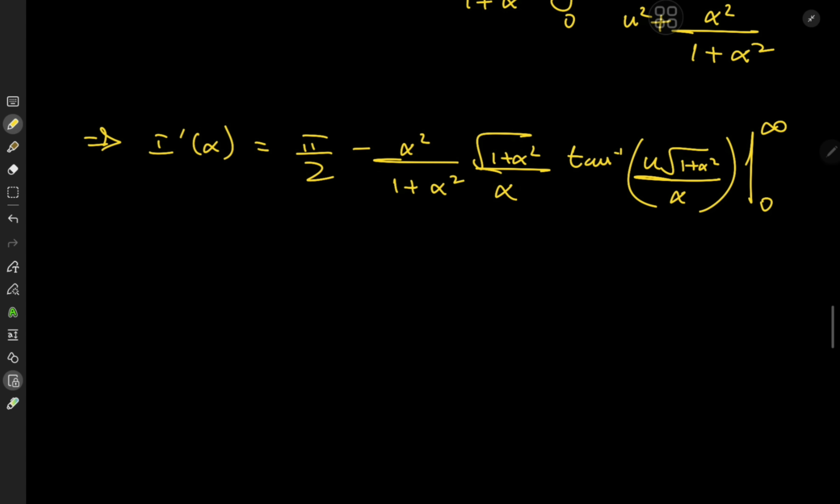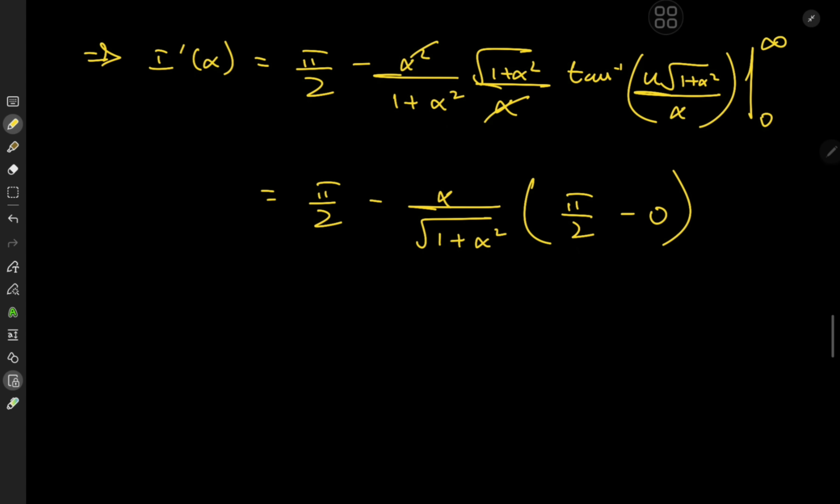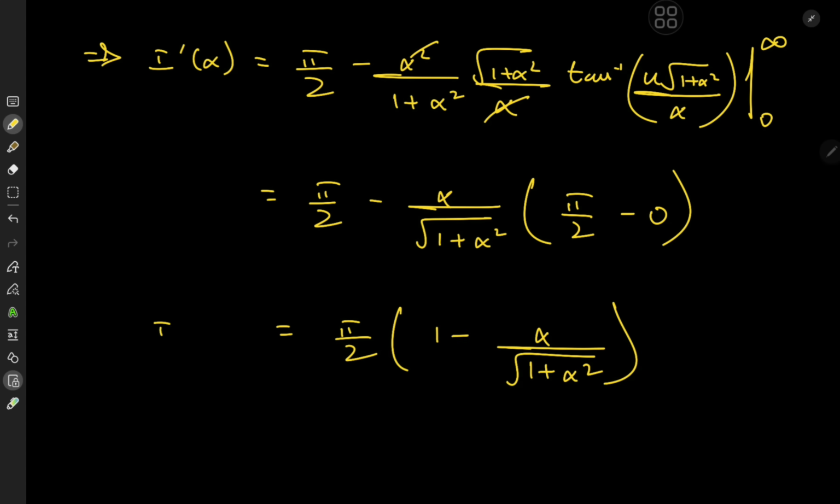Okay, cool. Things look good so far. I have some cancellation. I have pi over 2 minus alpha over root 1 plus alpha squared. And the arctangent, as its argument approaches infinity, approaches pi over 2, and for the 0 limit, again, we have a 0, which is awesome. So I can factor out pi over 2 here, and we're left with 1 minus alpha over root 1 plus alpha squared as the derivative of I with respect to alpha.